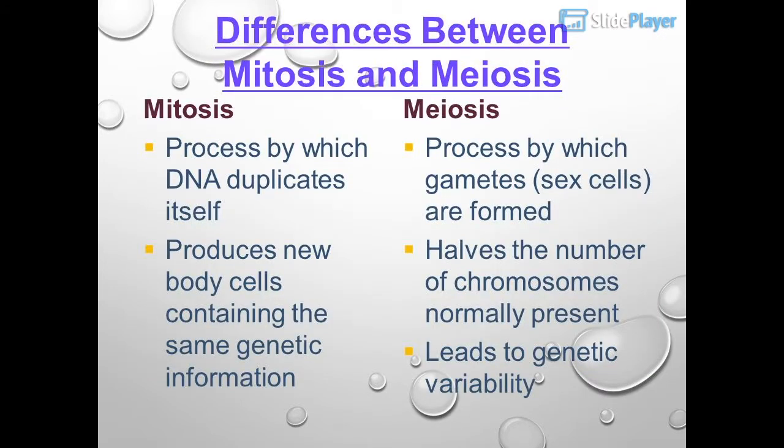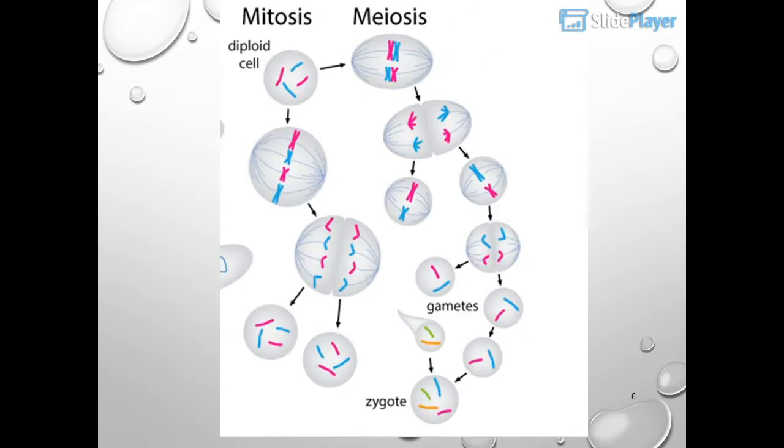Differences between mitosis and meiosis. Mitosis: the process by which DNA duplicates itself. It produces new body cells containing the same genetic information. Meiosis: the process by which gametes, sex cells, are formed. It halves the number of chromosomes normally present and leads to genetic variability.